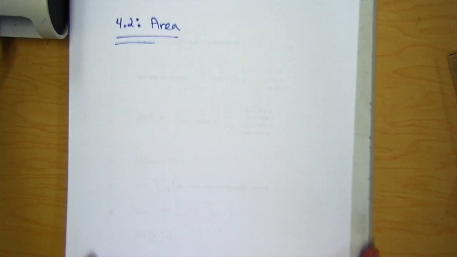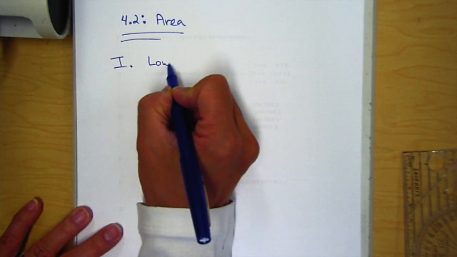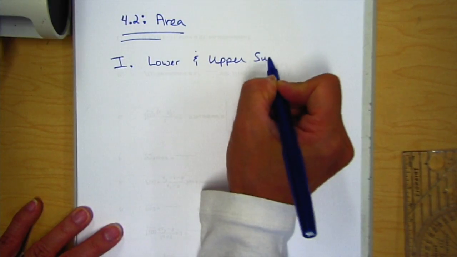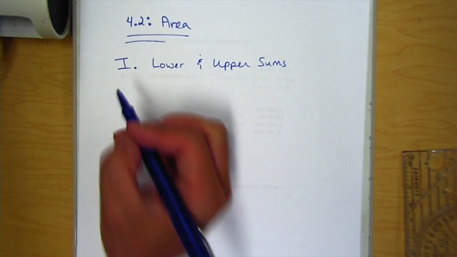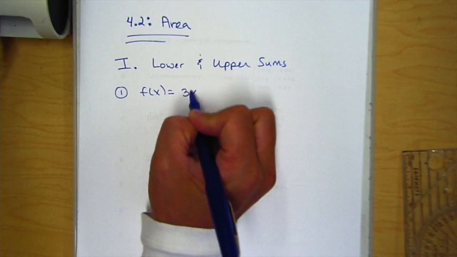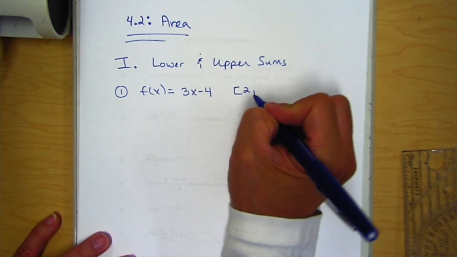Okay, today we're going to start section 2 on how to find the area underneath the curve, and for right now we're going to just do estimates, and we're going to work on the first section, which is called lower and upper sums. So I'm going to give you a function that we can work with really easily. The function is 3x minus 4, and we're only going to look at this function on the interval from 2 to 5.